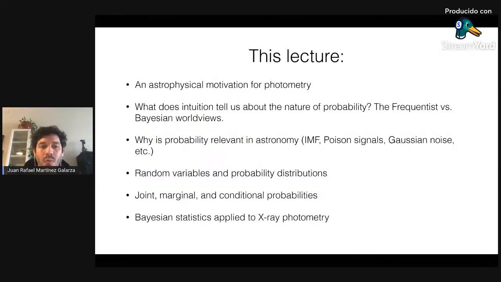And then I'm going to try to motivate additional discussion as to why probability is relevant in astronomy. Why is it that we care about probability density functions, et cetera, in the context of different astrophysical events? And I'm going to introduce some concepts of probability, such as random variables, marginal and conditional probabilities. And towards the end of the lecture, I'm going to tell you how to apply that to the problem of measuring X-ray light by showing you an exercise of Bayesian photometry using Chandra data.